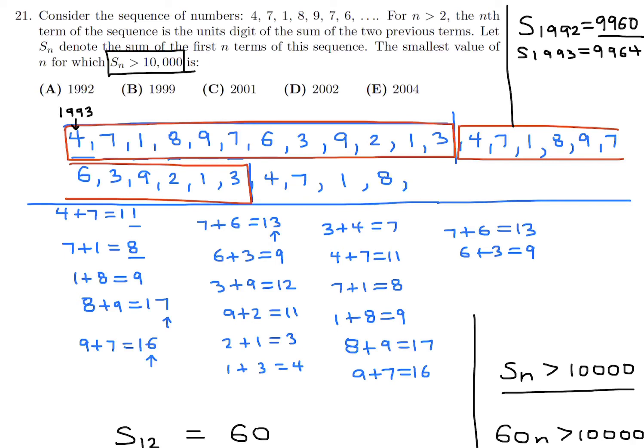So if you continue to add, you'll find that you have to get all the way to here to get a sum greater than 10,000. That sum will be 10,002, and that is 1993, 1994, 1995, 1996, 1997, 1998, 1999. So S to the 1999 is 10,002. All right, so the answer to this question is B. Number 21.